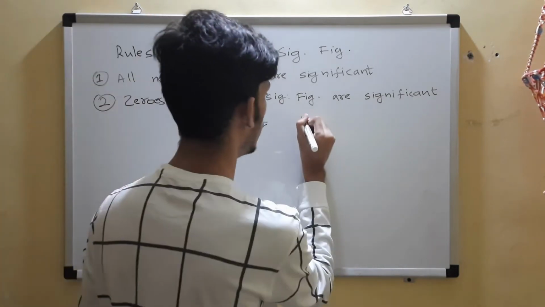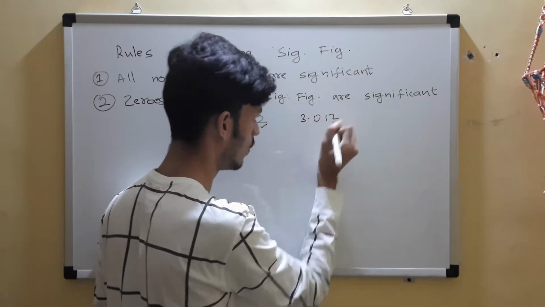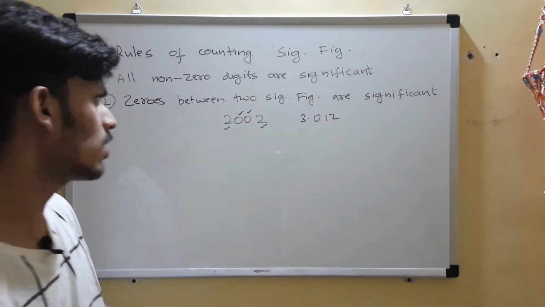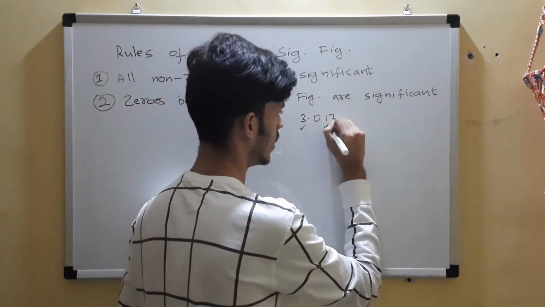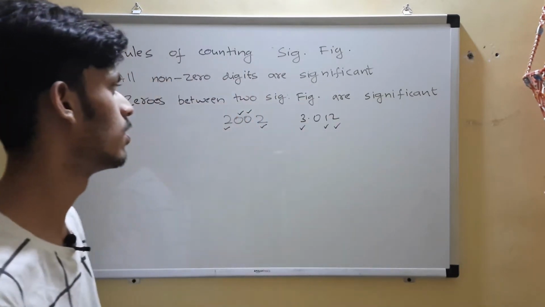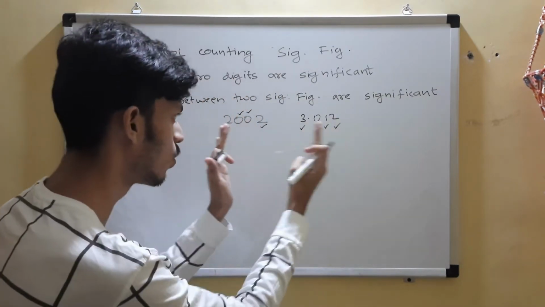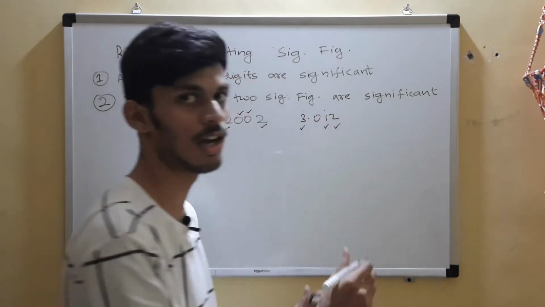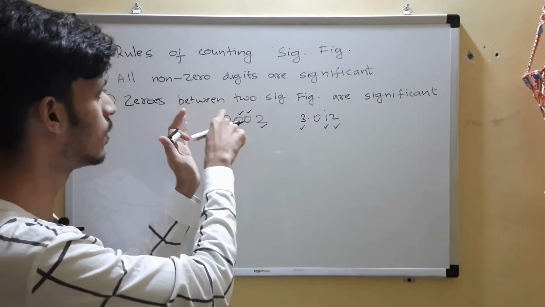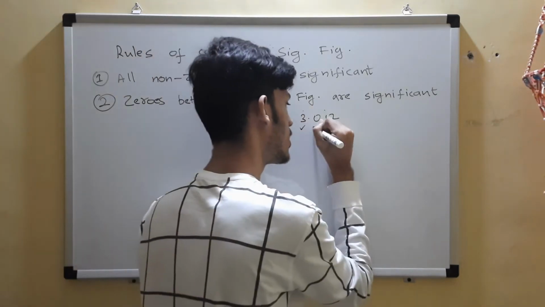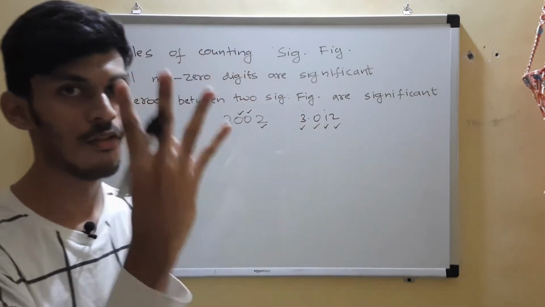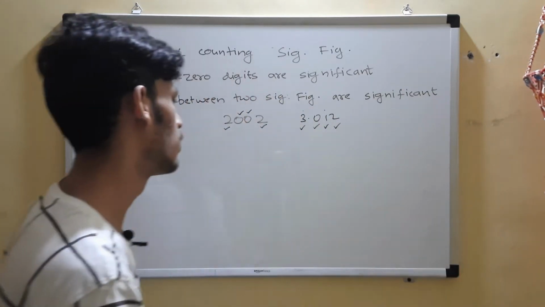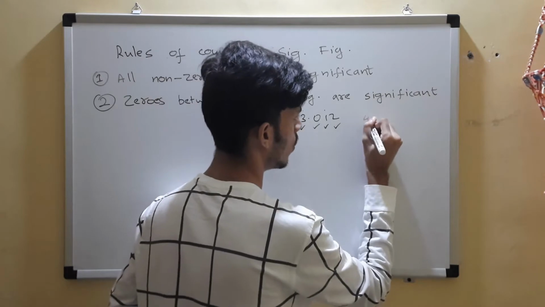What about a decimal? Same thing, we'll take 3.012. This 3 is significant, 1 is significant, 2 is significant, all are non-zeros. Now this 0 is squeezed between 3 and 1, which are significant. So zeros between two significant figures are significant. So there are 4 significant figures. You can go on and on with the examples.